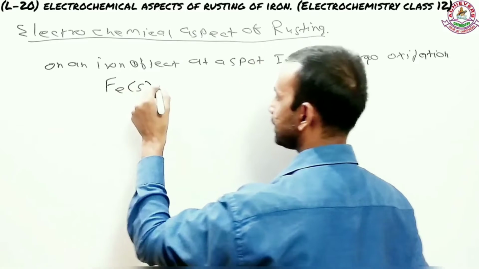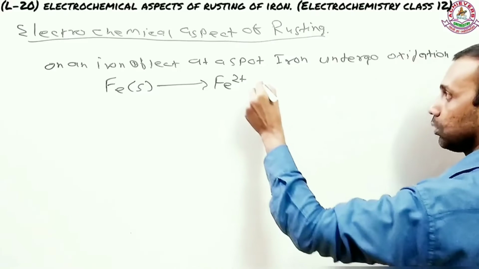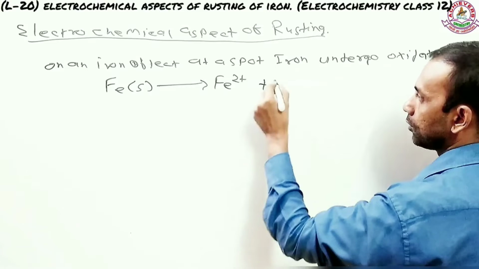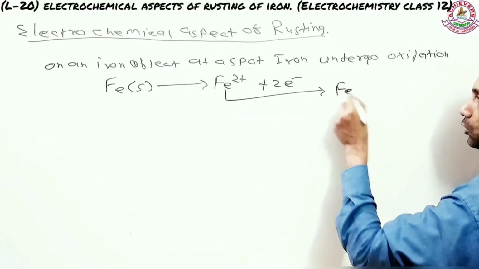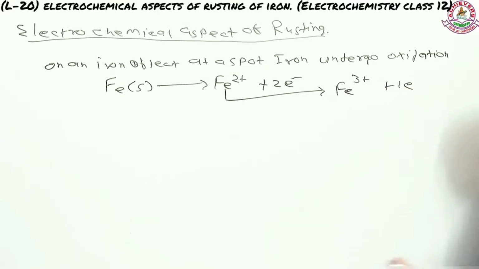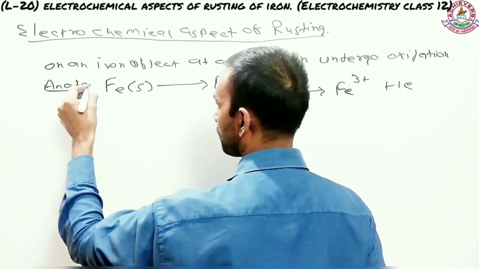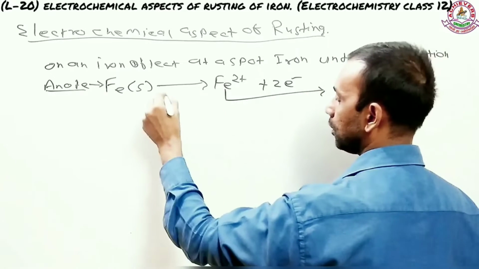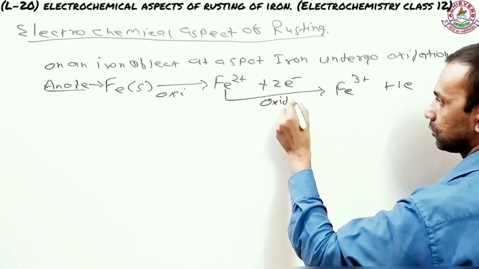Fe from solid state converts into Fe2+. This can also undergo further oxidation. So this will produce 2 electrons lost. Now this will undergo oxidation again, and this will convert into Fe3+ by releasing 1 more electron. So what we see is that this reaction is an anode reaction. Why is this anode? Because this involves oxidation. This involves oxidation here, this is also oxidation, and this is also oxidation.